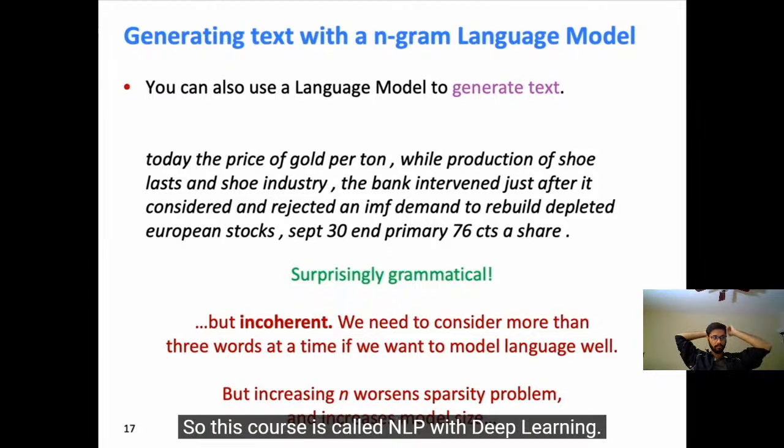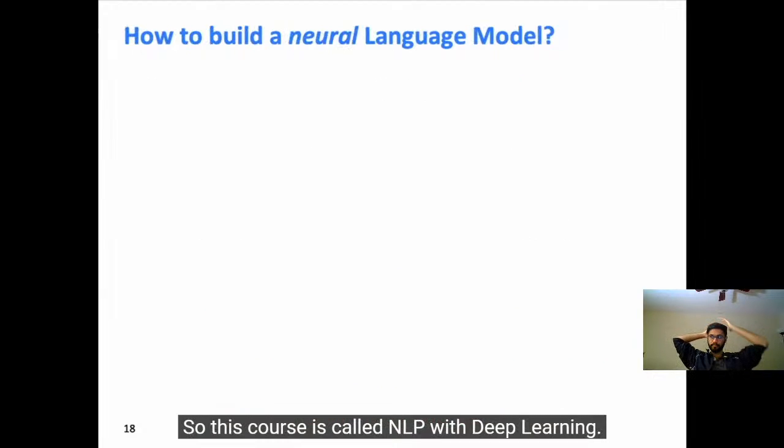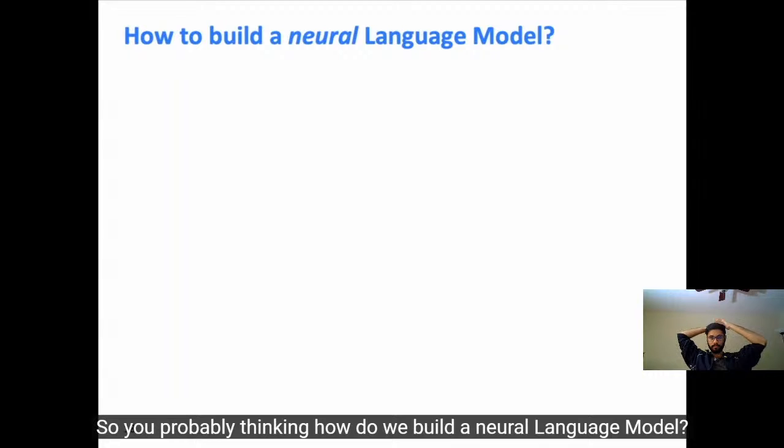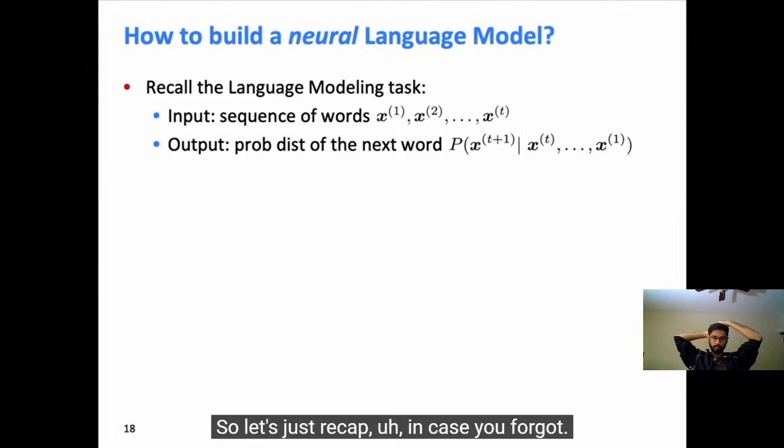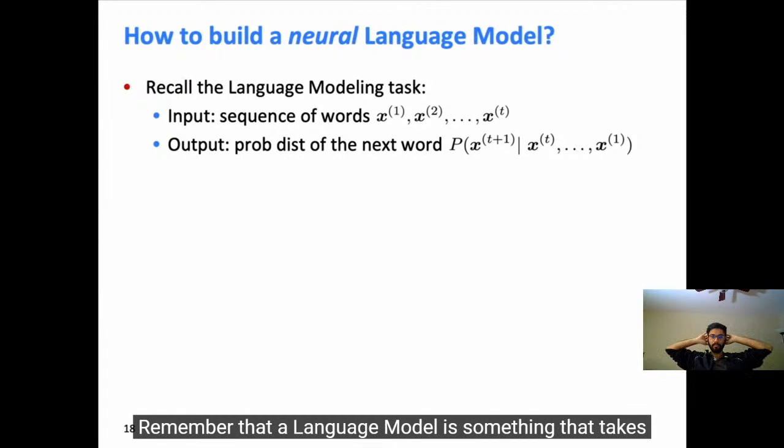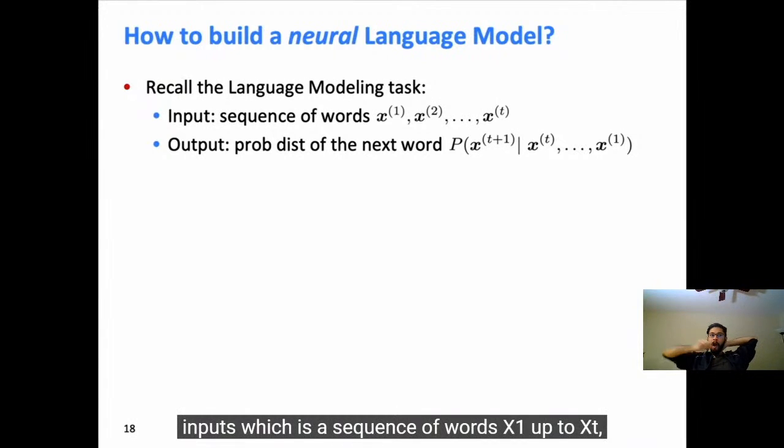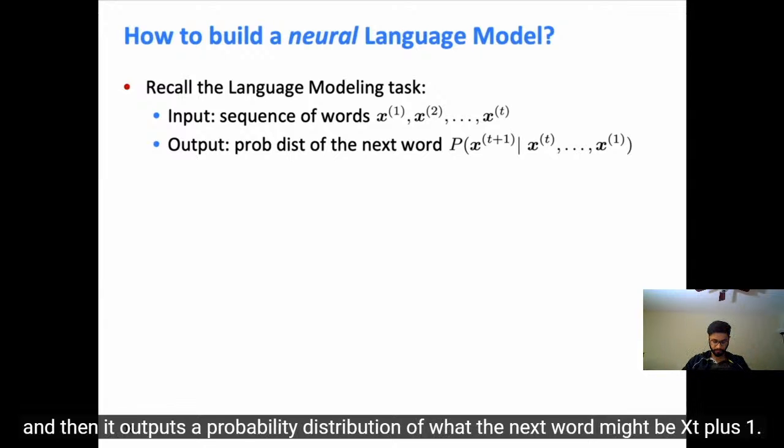Okay. So this class is called NLP with deep learning. So you're probably thinking, how do we build a neural language model? Let's just recap in case you forgot. Remember that a language model is something that takes input, which is a sequence of words x1 up to xt, and then it outputs a probability distribution of what the next word might be, xt plus 1.